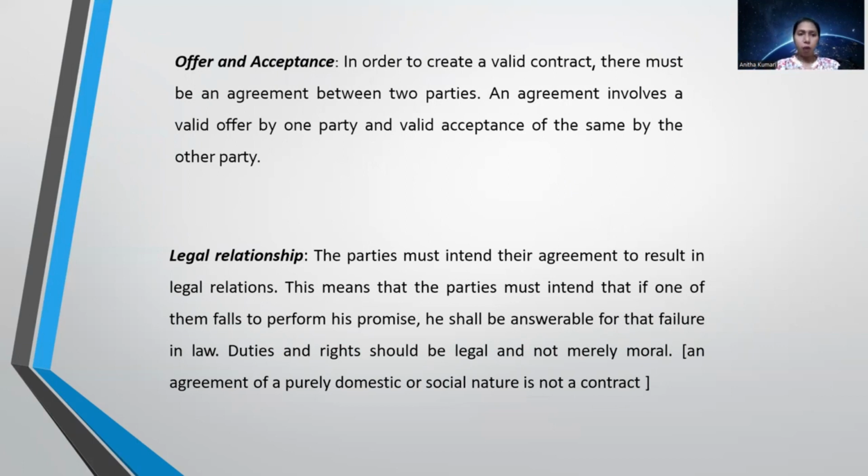First point: whenever two parties enter into a contract, there must be an offer from one party and acceptance by another party. That is called offer and acceptance. As well as that, it should create a legal relationship. What do you mean by legal relationship?